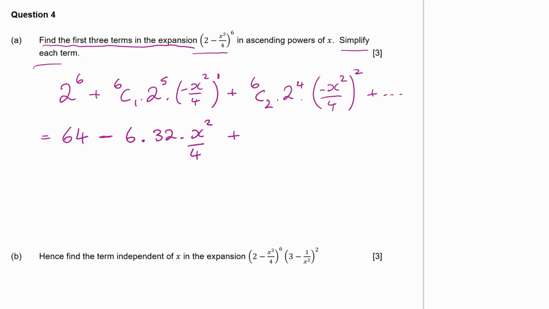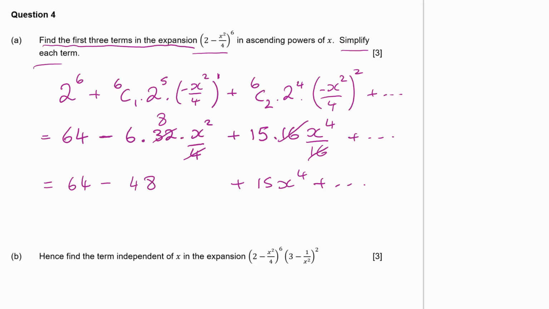Then we've got 6C2, which is 15. Of course, you can find that on the calculator if you need to, times 16. And with the negative being squared, this term would stay positive, and we'll have x⁴/16. So those 16s cancel. That term is just going to be plus 15x⁴. And here, the 4 would cancel with the 32 to give 8. So we've got 64, take away 48x², plus 15x⁴, and so on.